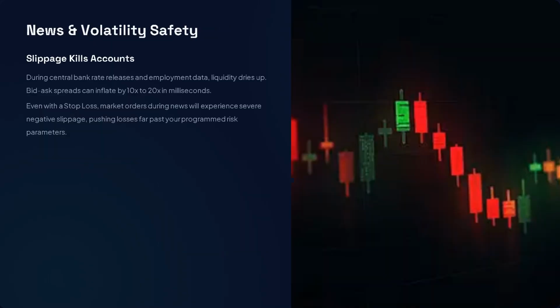Be aware that slippage can kill accounts. During major economic releases, liquidity often dries up and spreads can inflate drastically. Even with a stop loss, news events can push your losses beyond your programmed limits.